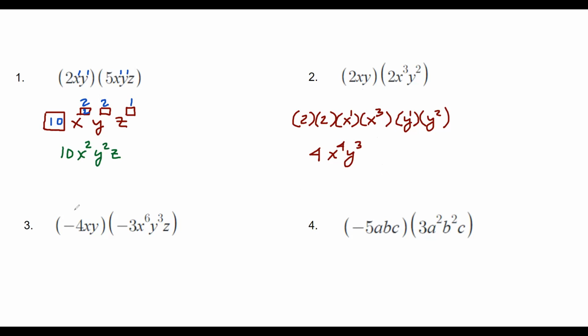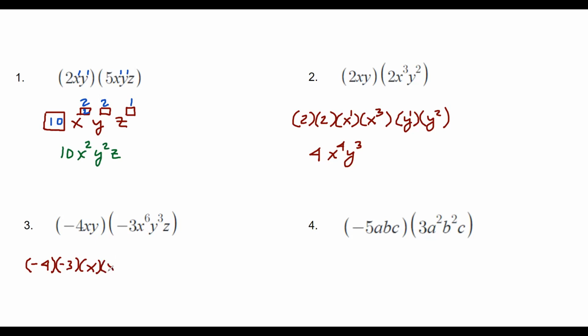All right, let's take a look at number 3. And I'm going to use the rearranging approach for this one. The more complicated the problem, the more variables, the more negatives involved, the more the rearranging approach might make sense for you. So we have -4 times -3. Those are our coefficients. Then we have an x variable, and here we have x to the 6th.